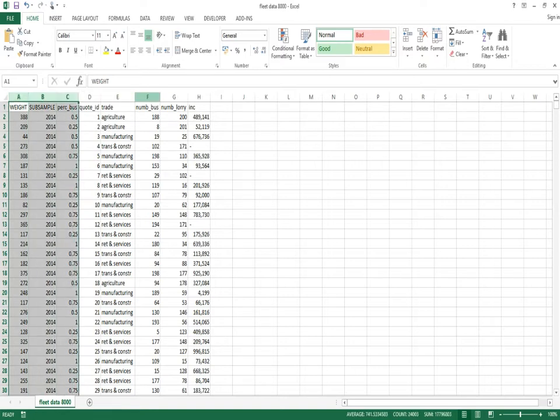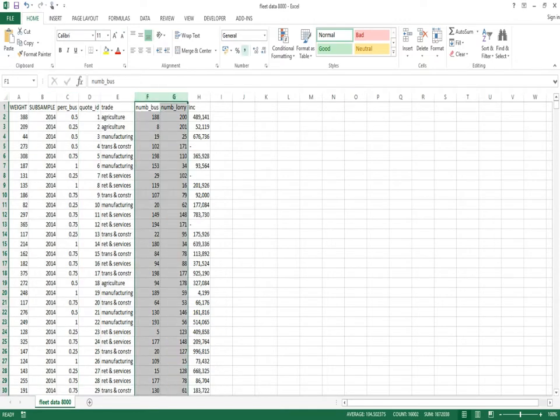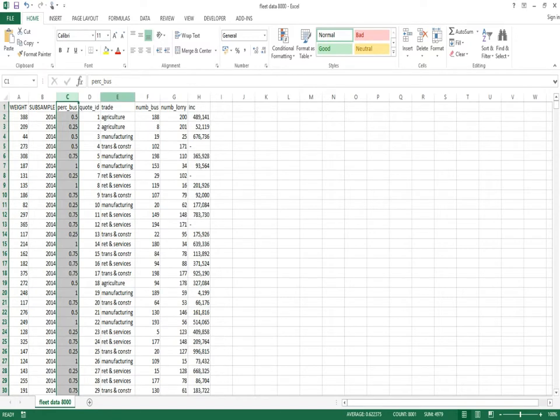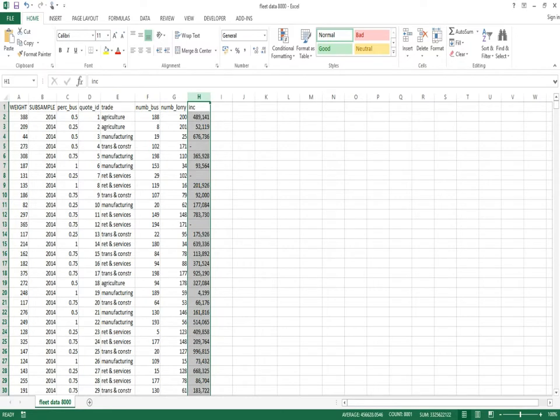Then let's look at these two. This is number of buses and number of lorries on this policy. And this one shows the percentage of buses on the policy as opposed to number of lorries. Then you have code ID, trade, and then incurred claims for this policy.